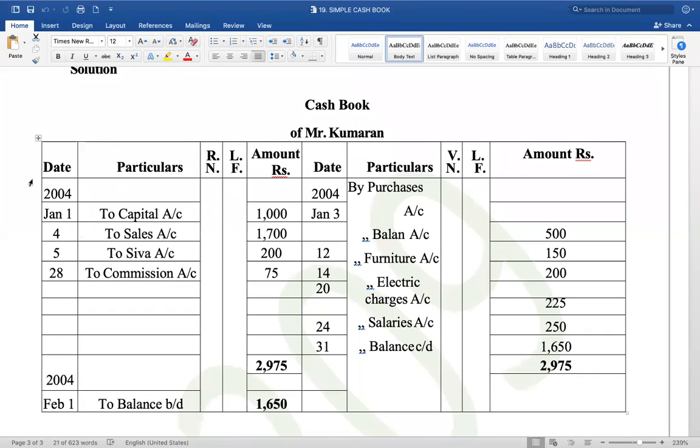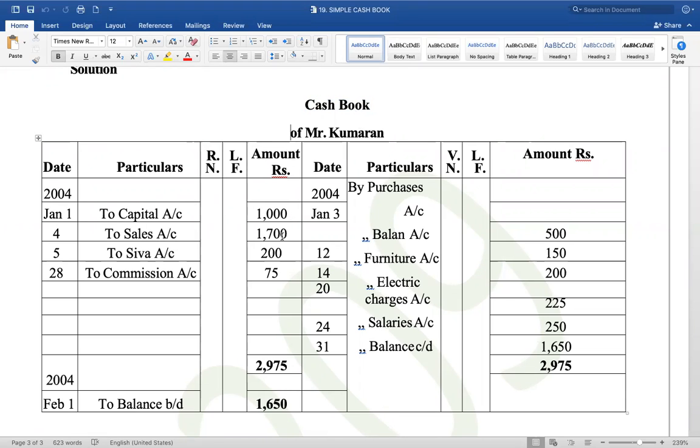Look at this. When you introduced capital, it came in debited to cash book. You can write in the books of Kumaran or cash book of Kumaran, anything you can write. Cash book debit to capital account, 1000.